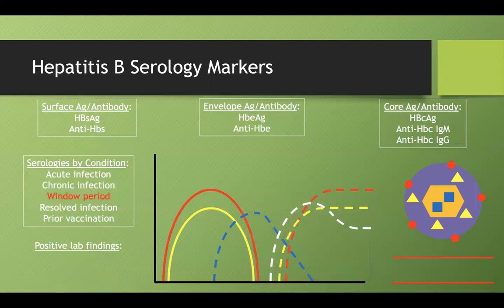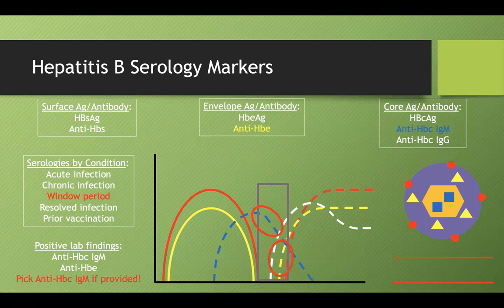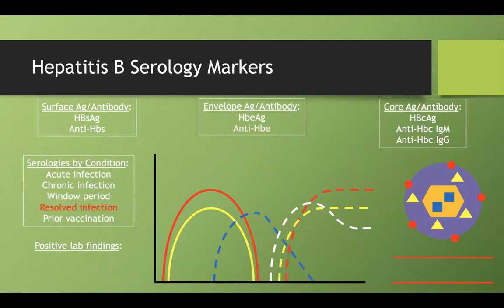What are you going to see in the window period? Well, I alluded to that window period being this section here. Especially what I want you to pick on tests, I want you to pick this anti-Hep B core IgM. That's almost always the right answer. Like I said, there was one time I had a practice problem that made it to where the anti-Hep B envelope antibody was actually positive. So if you don't find anti-Hep B core IgM, I guess you could pick this. But like I said, I would just pick the anti-Hep B core IgM if it's provided. So that's the window period.